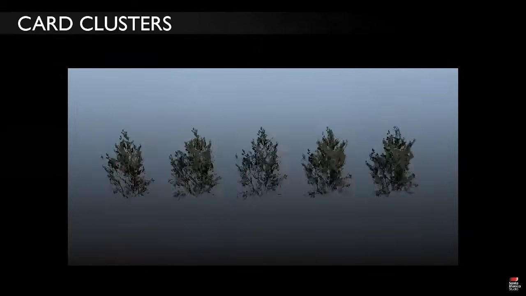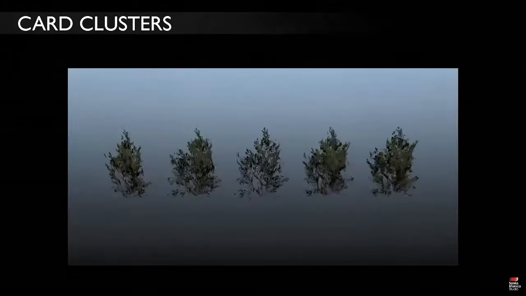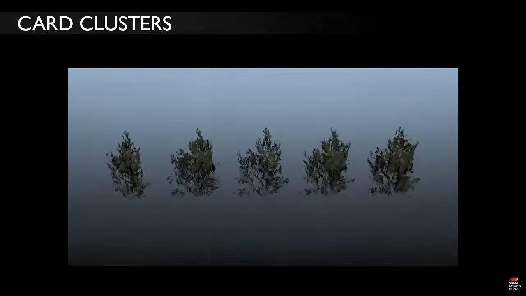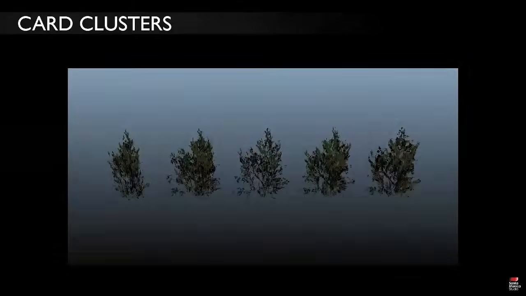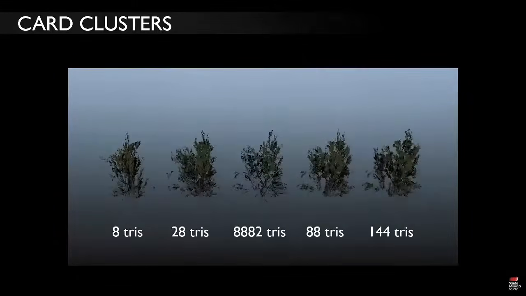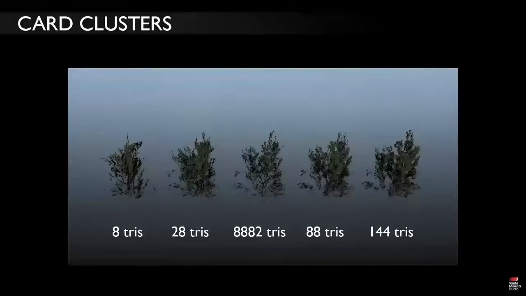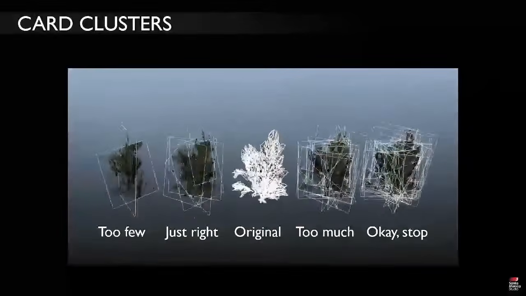For volume-filling geometry, like leafy vegetation, the results are pretty good. One of these is the source mesh. Can you guess which one? How about now? There's definitely a quality versus performance sweet spot. Try not to get carried away. So for an input model, we're going to make a cluster of cards, one at a time, starting with the best one. How do we find that?